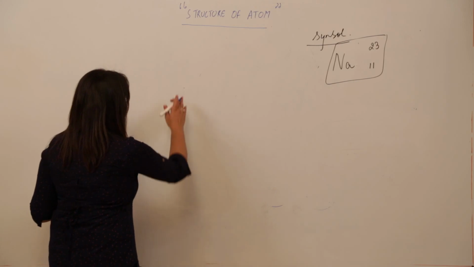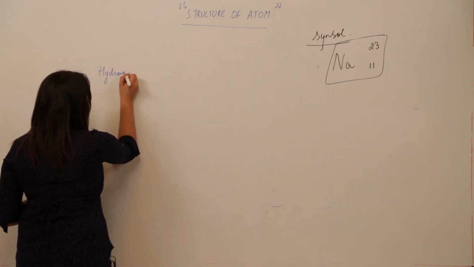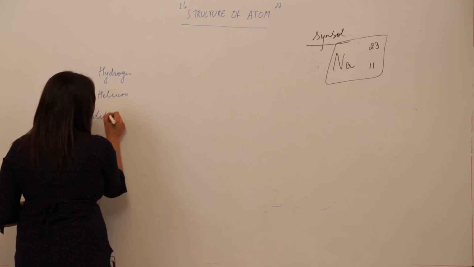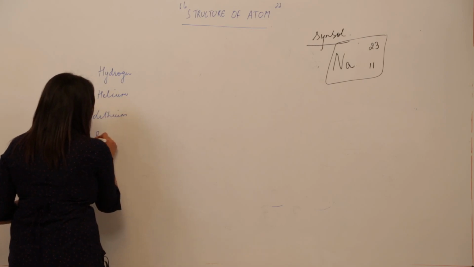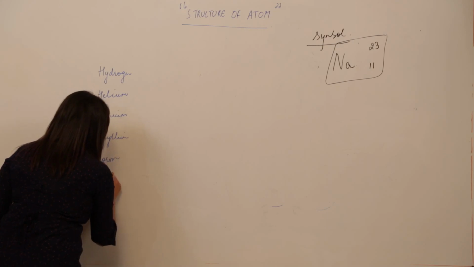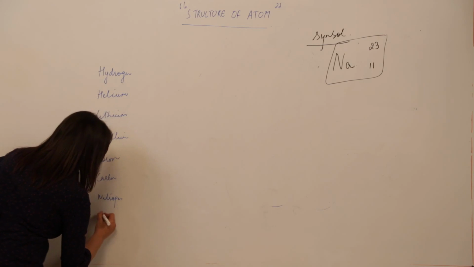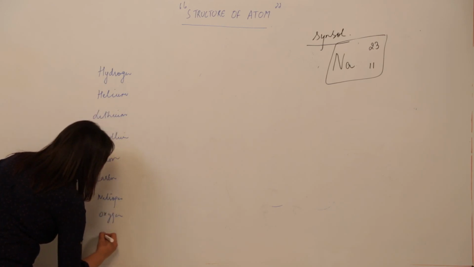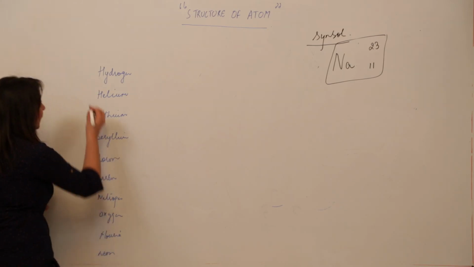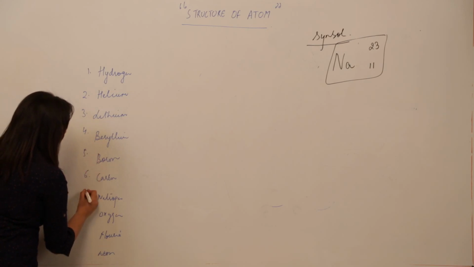So keep that in mind. I am listing a few atomic numbers that you should be familiar with: hydrogen, helium, lithium, beryllium, boron, carbon, nitrogen, oxygen, fluorine and neon. They occur in the same order as their atomic numbers.